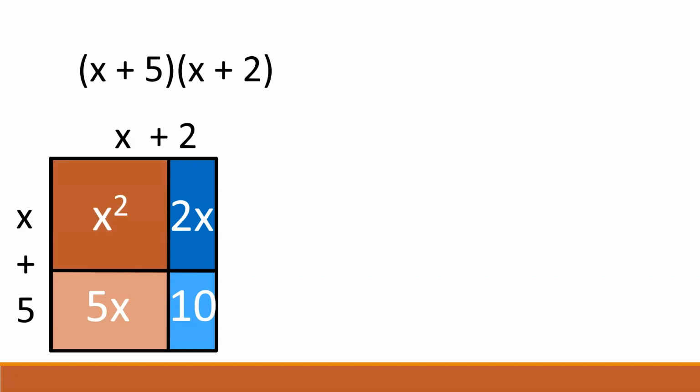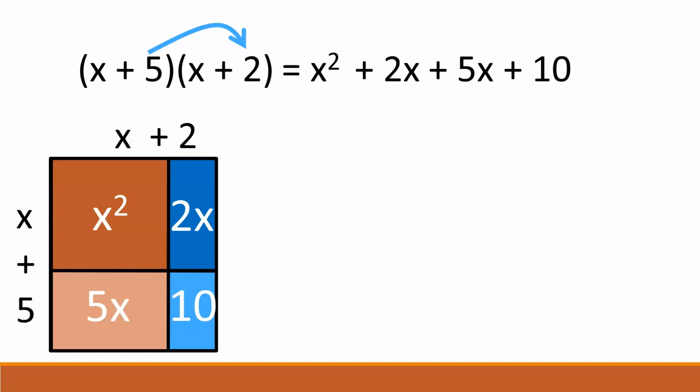Now this one measures x squared, and we got that by multiplying the first terms of each binomial. This one measures 2x. We found that by multiplying the outside terms of our binomials. This one measures 5x. We get that by multiplying the inside terms of our binomials. And finally, the 10, well, that came from multiplying the last terms of our binomials.